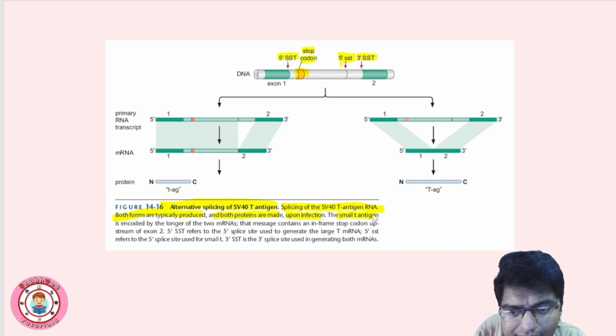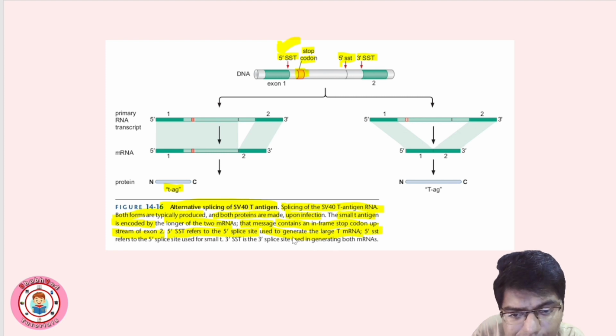The small t antigen means this one. In the first case, this is a small t antigen. क्या हो रहा है? Is encoded by the longer of the two mRNAs. Okay, longer of the two mRNAs. And that message contains an in-frame stop codon. Okay, this is very important. Upstream of exon 2. 5 prime SS refers to 5 prime split site. मतलब split site है वो. ये वाला. This is a 5 prime split site used to generate the large t mRNA.